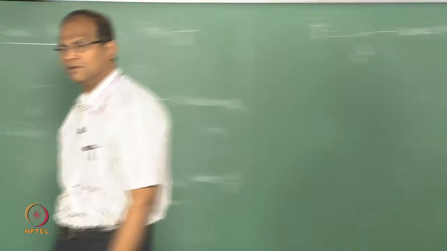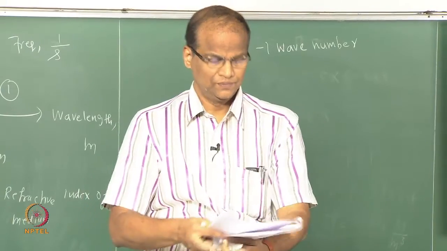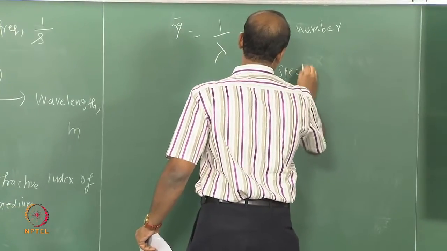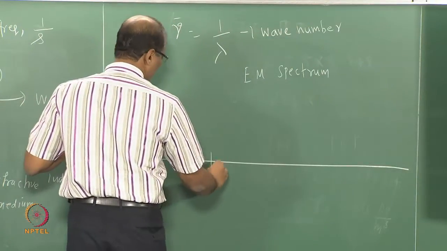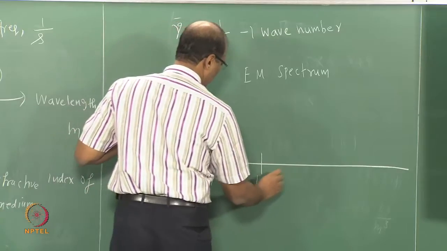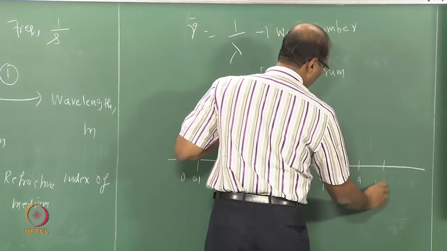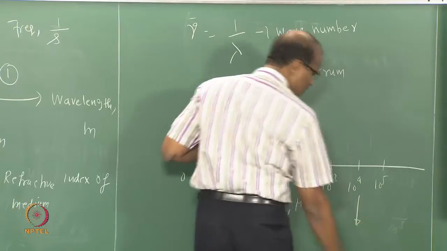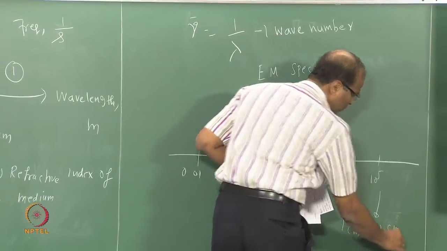Because of which you can have an electromagnetic spectrum, that's what I wanted to show, but the internet is not working. You have an electromagnetic spectrum, right? So this shows the decadal variation in wavelength. So this is the lambda in micrometer. This is 1 centimeter. This is 10 centimeter, correct? Agreed?